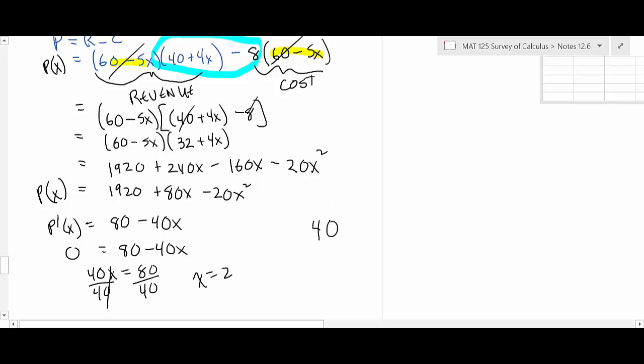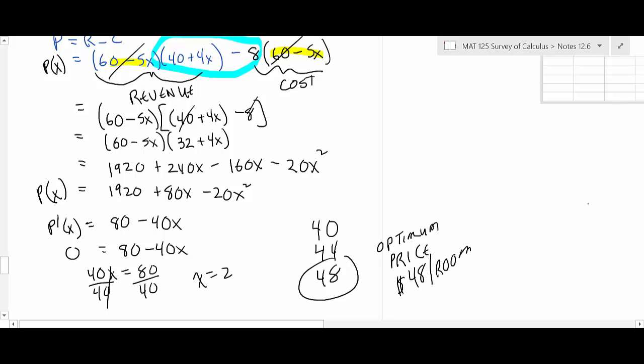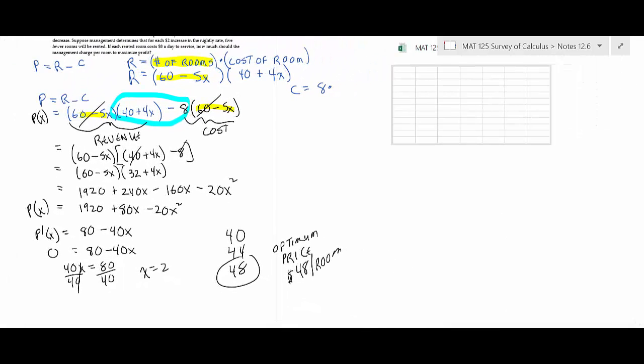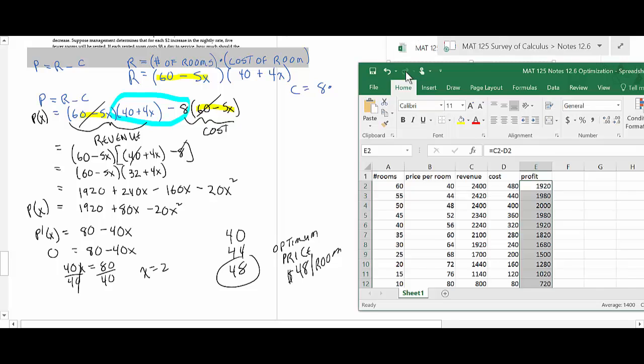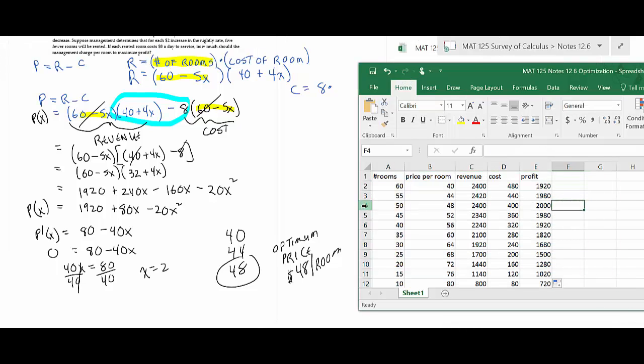So what does that mean? It means you start with $40, then you go to 44, then you go to 48. There's your answer, 48. And that's what I saw on the spreadsheet when I did that. So the optimum price is going to end up being $48 per room. Okay? All right, now I'm going to go back to my spreadsheet here and just show you what we put together, if I can get it to open. Yeah, there it is right there. If you look at that row right there, that showed that when you had 48, that's when your profit was at max. Okay? So those are 2 ways to approach that problem.